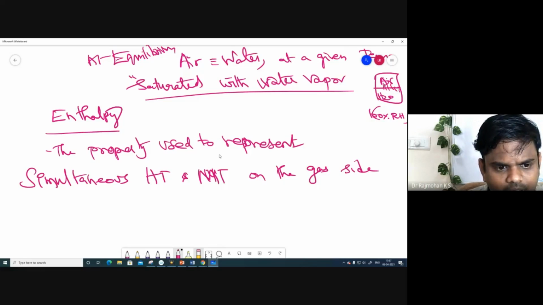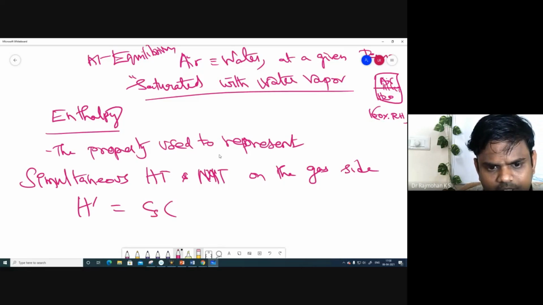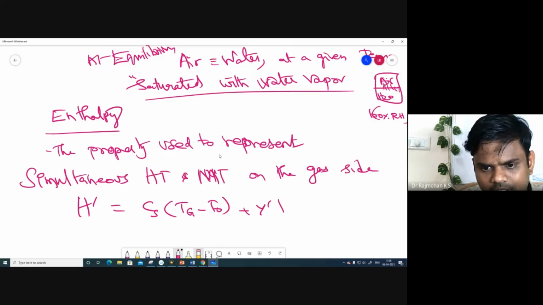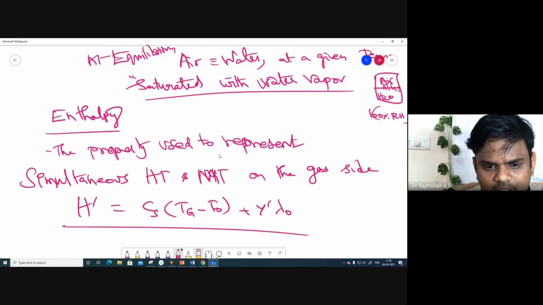So enthalpy is H dash, which is given by Cs into (Tg minus T naught) plus Y dash into lambda naught. All take the standard meanings. Okay, Cs, Tg, T naught, Y dash.